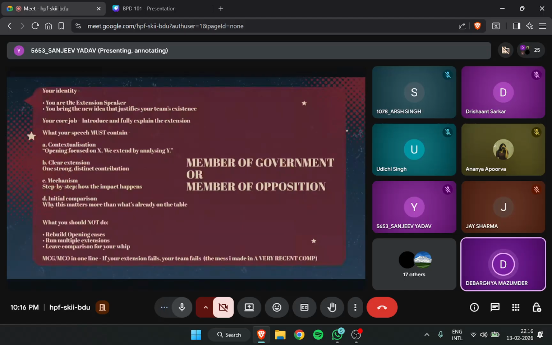Considering first the member of closing government. Now, what is my identity as a member? I am the extension speaker. What does this mean? I am bringing a new idea that is justifying my team's existence. That means the member of government will go ahead and prove in what terms they are exclusive, like the CG is exclusive in the ambit of debate. My core job is to introduce and fully explain the extension I am providing, which is an exclusive extension into the debate.